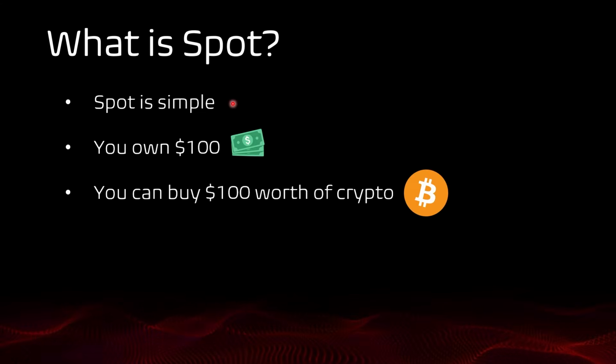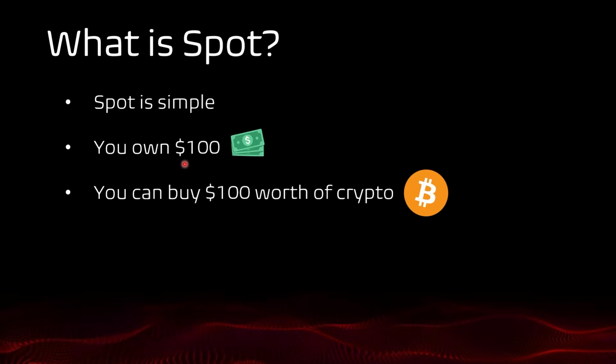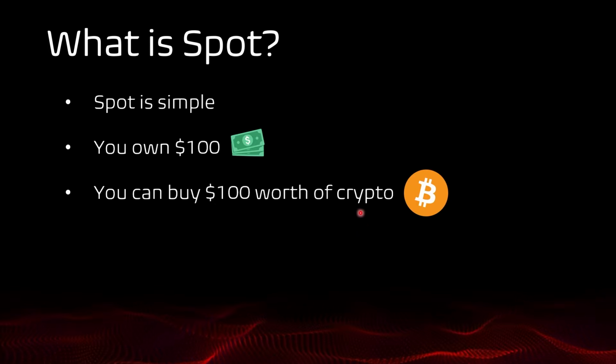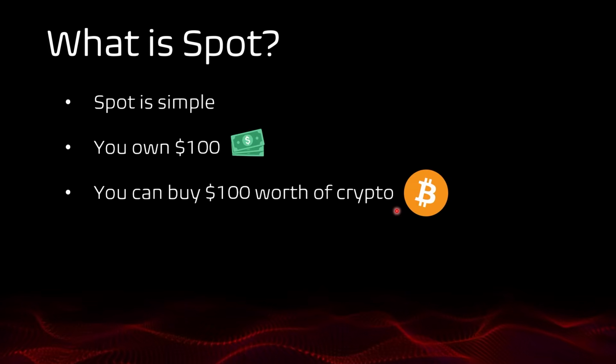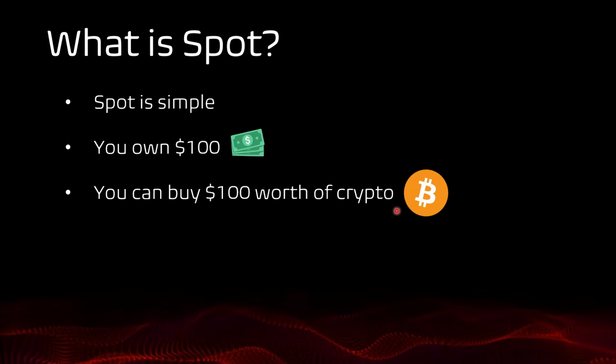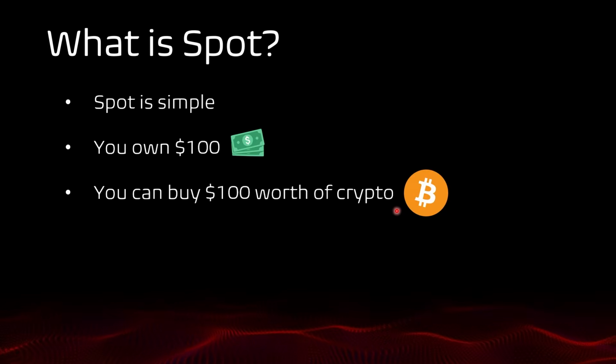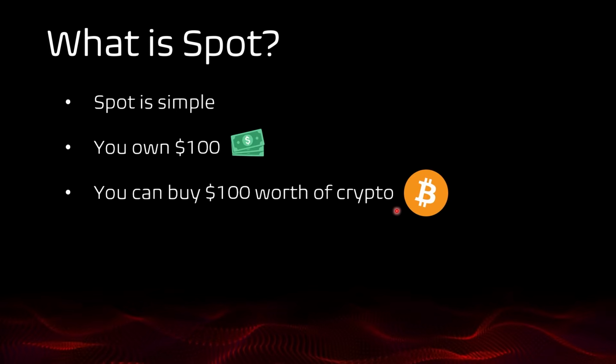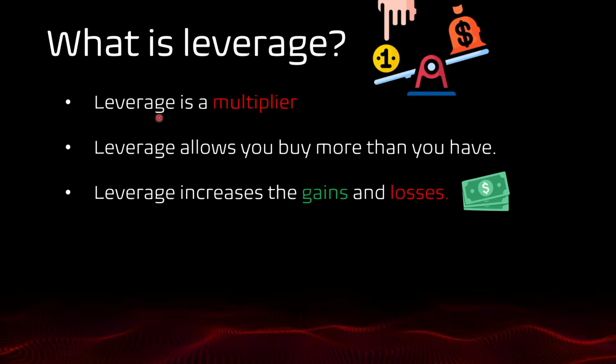Spot is very simple. This is the type of purchase where if you own $100, you can buy $100 worth of crypto. This is something that is remarkably simple and is pretty much available to everyone on all major crypto exchanges. It's the most common form of purchasing, but that's not what we're going to be discussing today. What we'll be discussing today is called leverage.